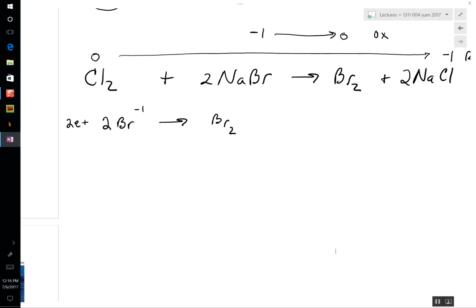And that is gaining electrons, so that's your oxidation. And chlorine, Cl2, bromine, -1. Yeah, it is losing electrons. You're right. I'm sorry. That is oxidation.